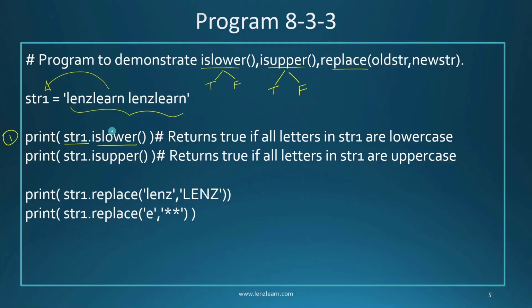Now the islower function will check whether the content of str1 is completely in small letters. If it is completely in small letters, then this function will return true. Now the content of str1 is completely small letters, right? So this will return true.